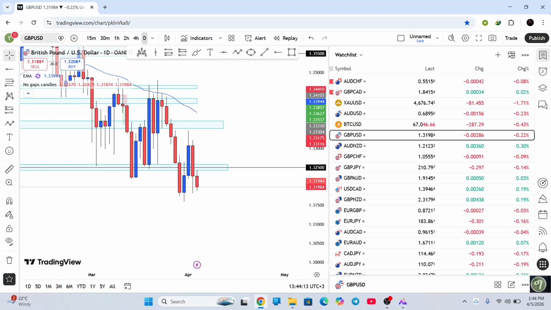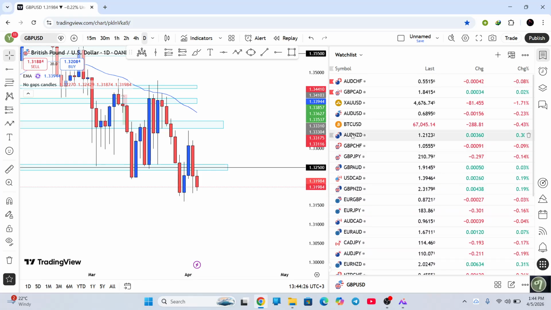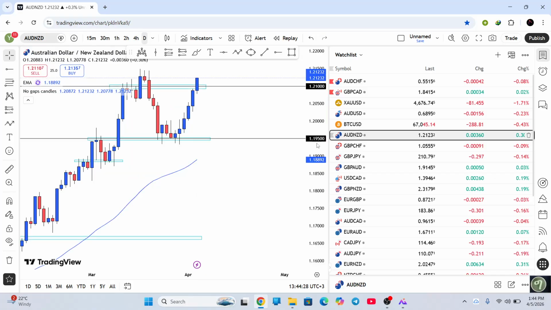GBP USD, it's gone. Lower low, okay, it's the lower high. Bearish engulfing, forming the pullback. It should keep going to downside. It's gone. We are not gonna chase it. If it's gone, it's gone. Okay. There is nothing you can do about it, bro.